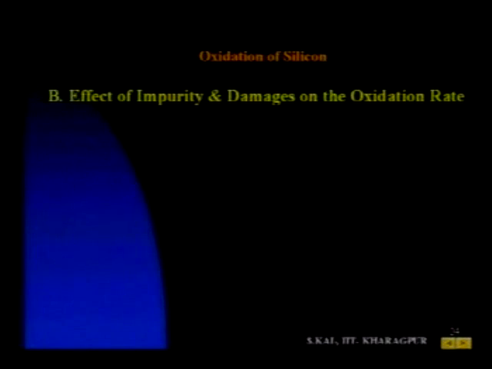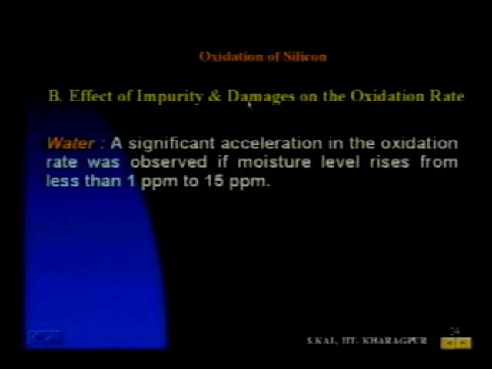Now, next see the effect of impurity and damage on oxide rate. Effect of impurity and damage. So, impurity I already discussed. Now, let us see damage. So, water is another impurity, moisture. A significant acceleration in the oxidation rate was observed if moisture level rises from less than 1 ppm to 15 ppm.